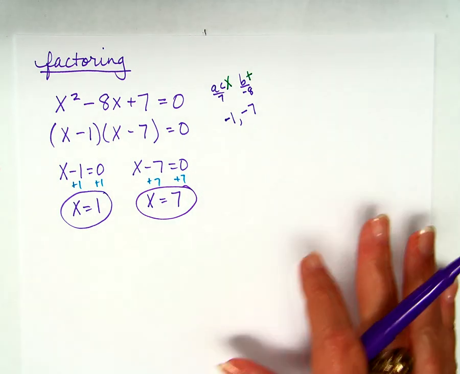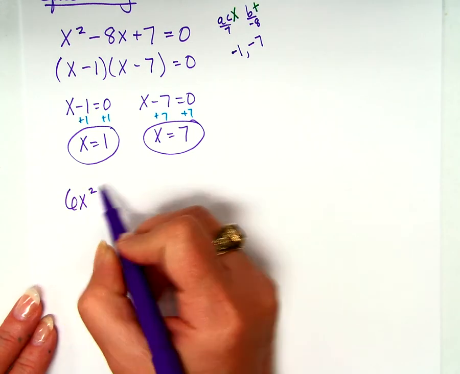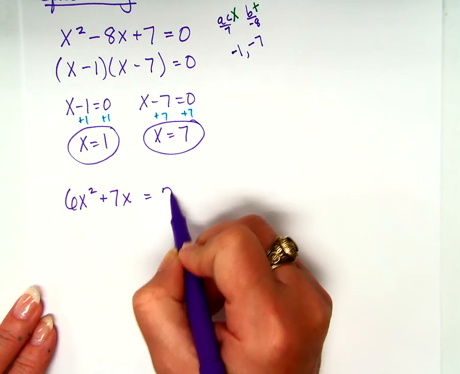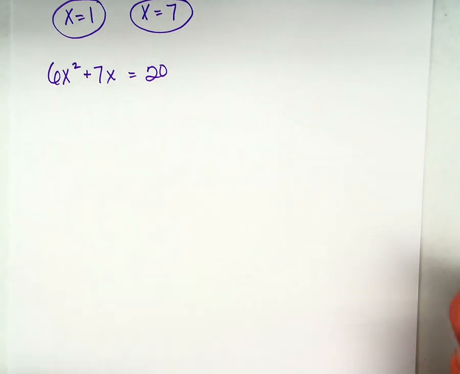Yes? One more? Okay. 6x squared plus 7x equals 20. I'm telling you to solve by factoring. That's going to be important today. Read the directions and see what they want you to do. Okay? Solve by factoring. What do I do first? What do I do first before I can do AC and B?